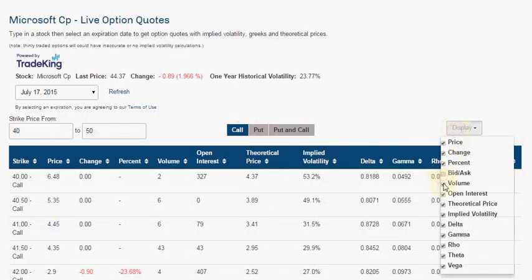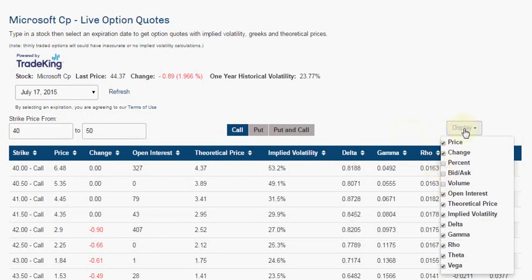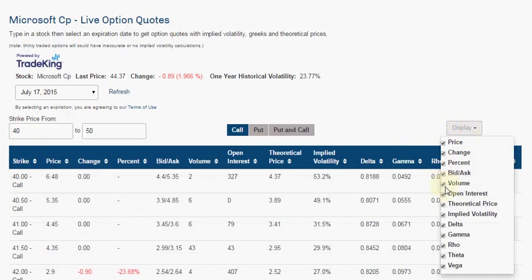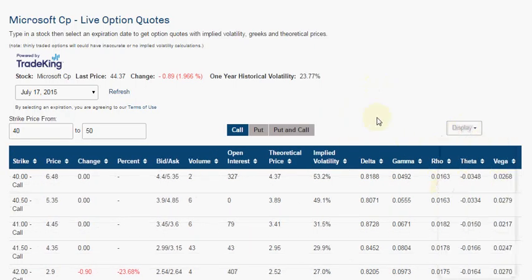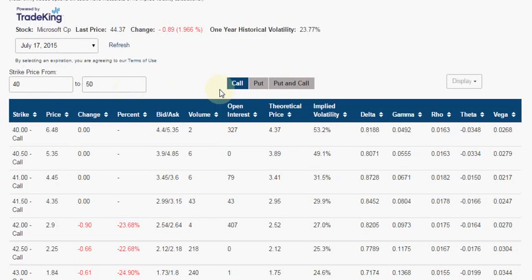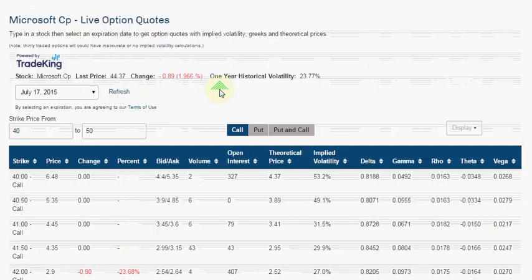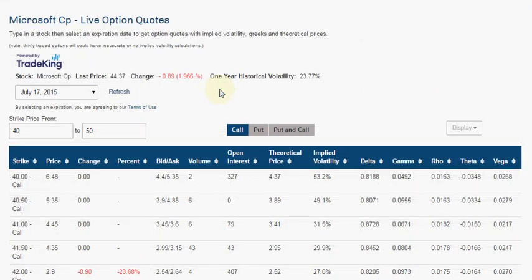You can eliminate some of the display. This is good with a mobile browser because you're limited on space there. But that's that, and you can refresh if you're looking at the prices during the trading day. And that's it for now. There are a few more features that we can go through in future YouTube videos, but right now I just wanted to go through some of the basics and show you Option Strategies.